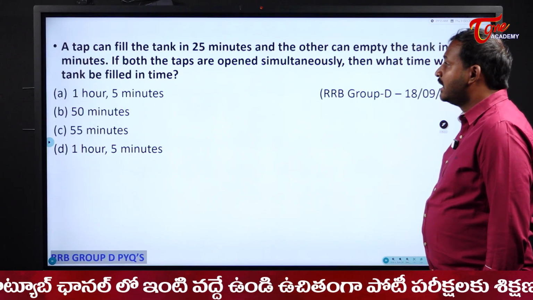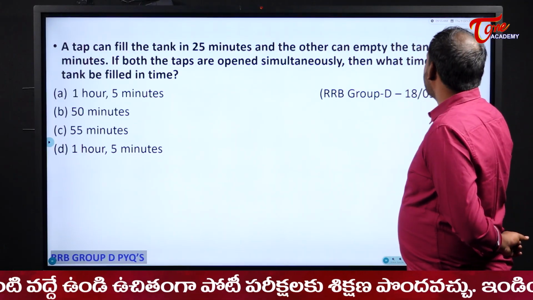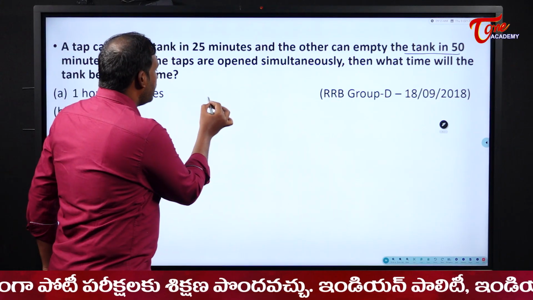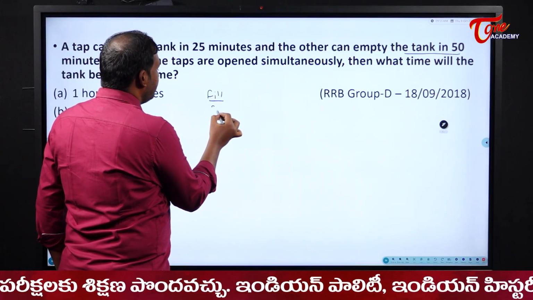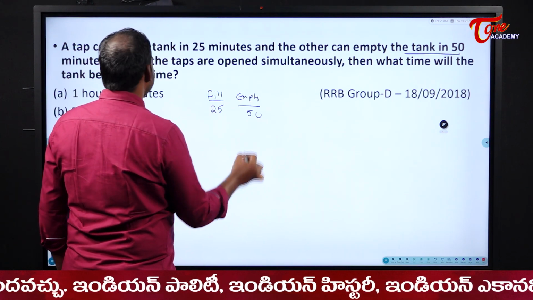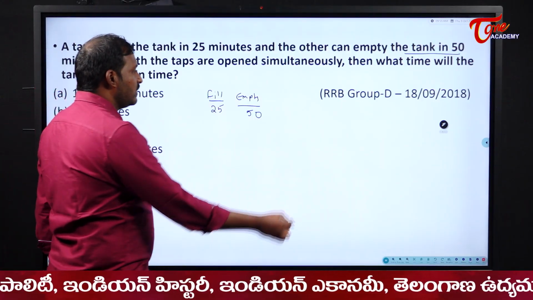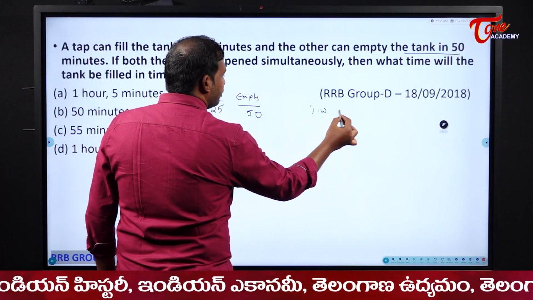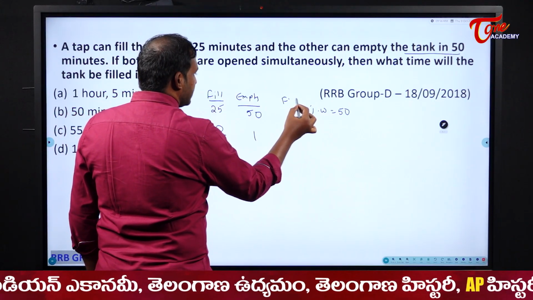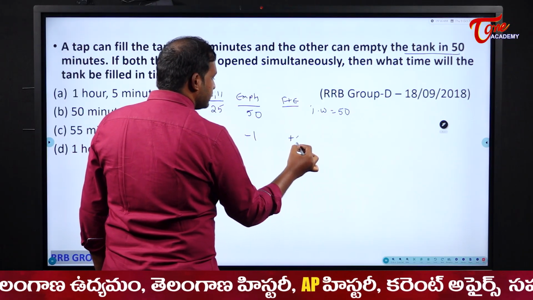Right? Next, a tap can fill the tank in 25 minutes and the other can empty the tank in 50 minutes. Okay, fill and empty as usual. Open simultaneously. In what time will the tank be filled? Same, total work will become 50 here, students. Efficiencies will become 2 and 1. Now fill plus empty together: this is plus and this is minus, so effectively it will become plus 1.